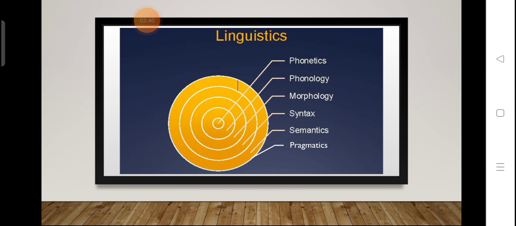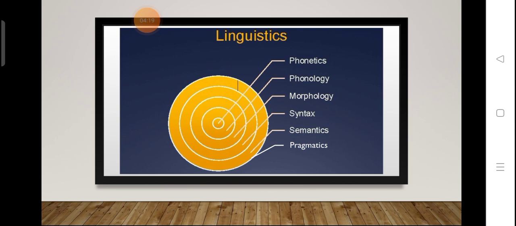First one is that of phonetics. Phonetics, of course, we are familiar with this. It is that aspect of linguistics that deals with the study of speech sounds. It deals with the production, transmission, and reception of speech sounds. And we have articulatory phonetics, acoustic phonetics, auditory phonetics. I hope you're familiar with this particular aspect of linguistics. That is phonetics, which is the study of speech sounds: how sounds are produced, how sounds are transmitted, and how sounds are received.